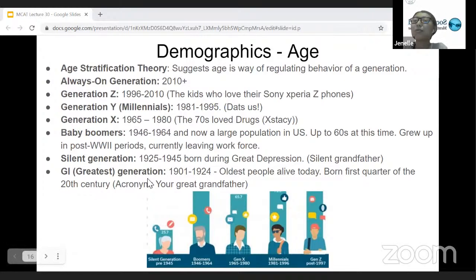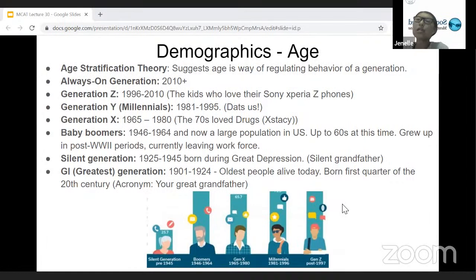So the way to remember it is your great grandfather: great grandfather, greatest generation. Your grandfather would probably be the oldest person in your family at this time. And then this is just an infograph of some different communication methods for each of the generations that are commonly associated with it.